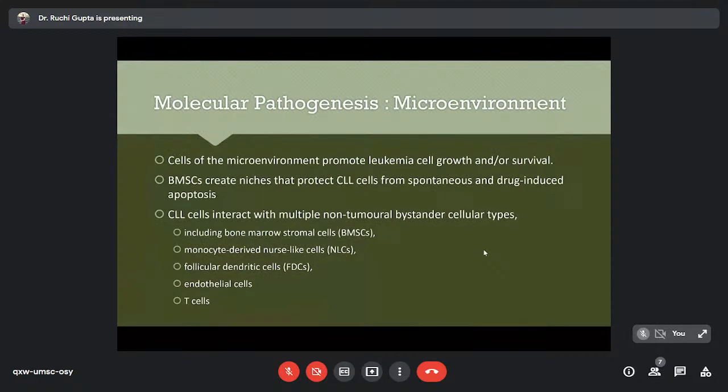Anyways, if you talk about the microenvironment, there are a lot of cells in the microenvironment in the lymph node, particularly those in the proliferation centers. Everybody knows that there are large pale areas in the lymph node of SLL, which are known as proliferation centers. It is in these areas that these tumor cells interact with many non-tumoral bystander cells. These include the monocyte-derived nurse-like cells, the follicular dendritic cells, the endothelial cells, T cells, and in the bone marrow they interact with the bone marrow stromal cells.